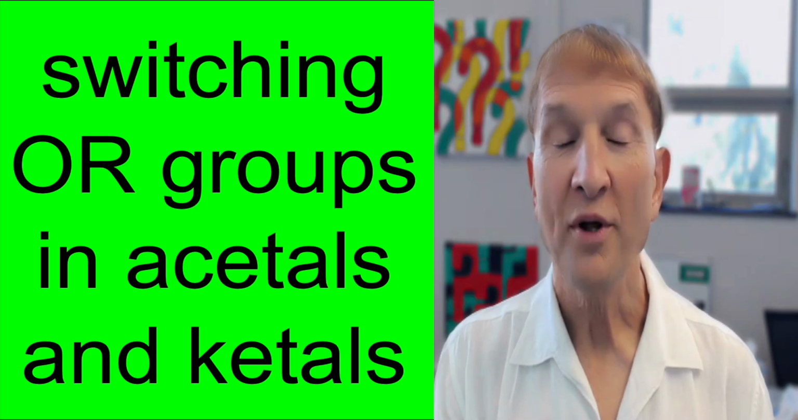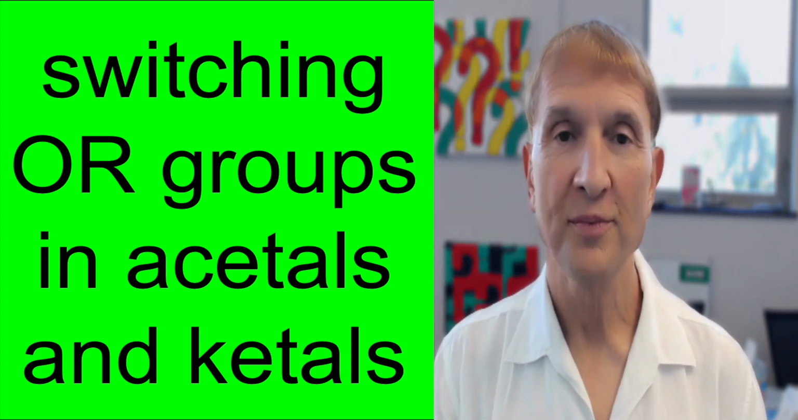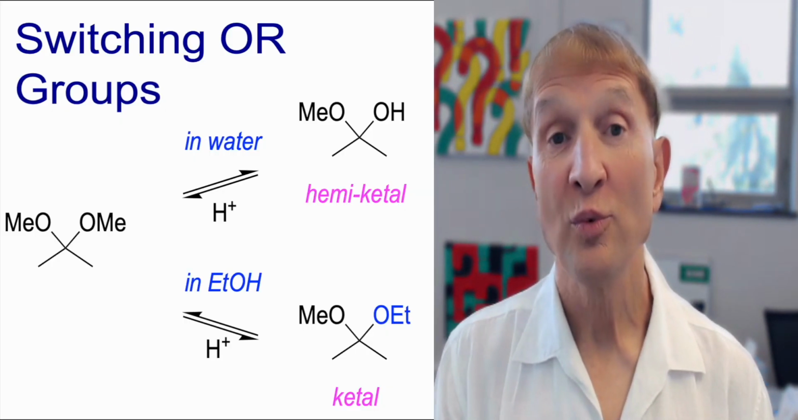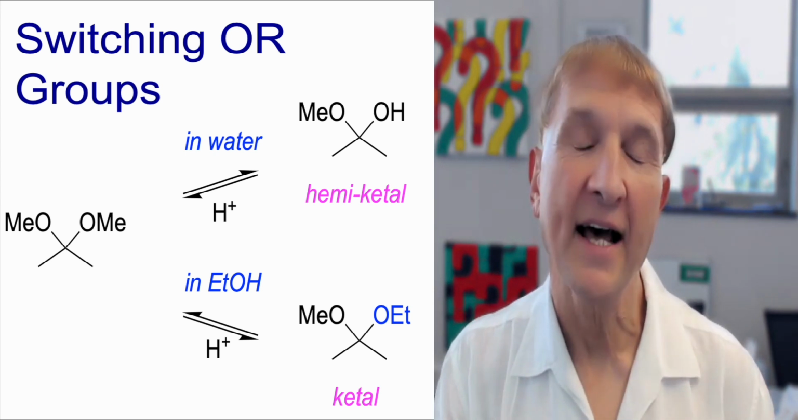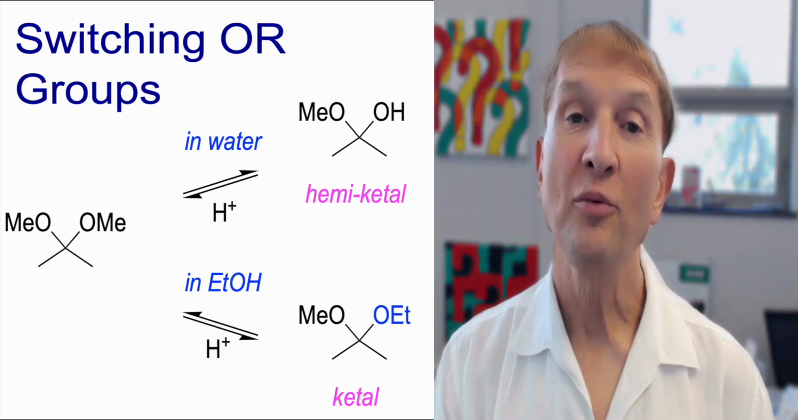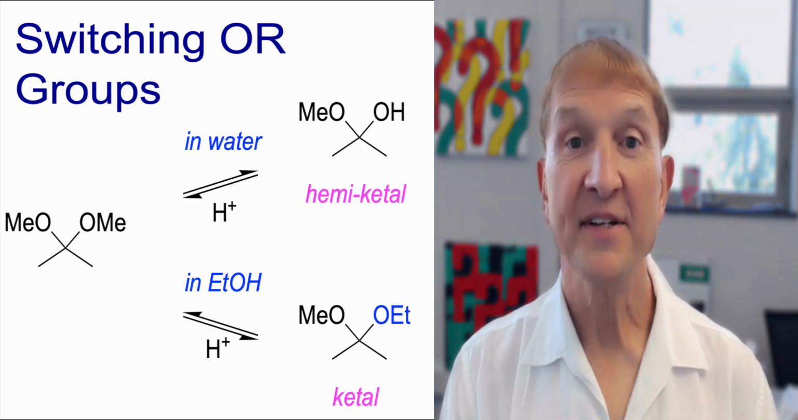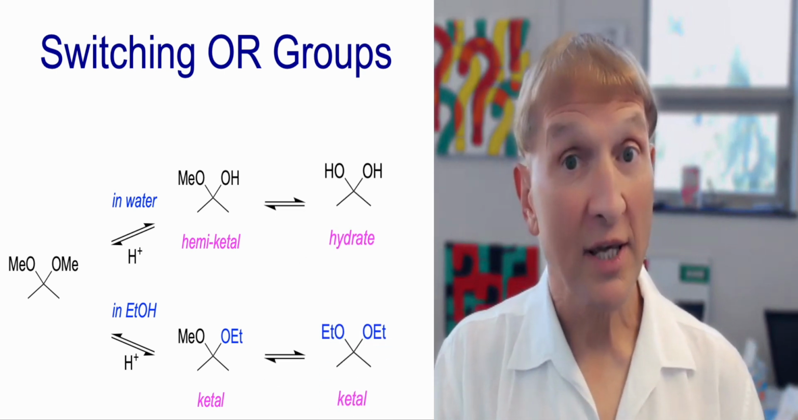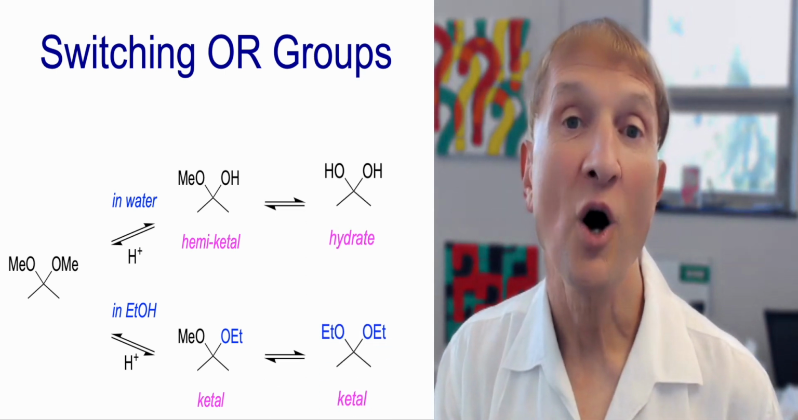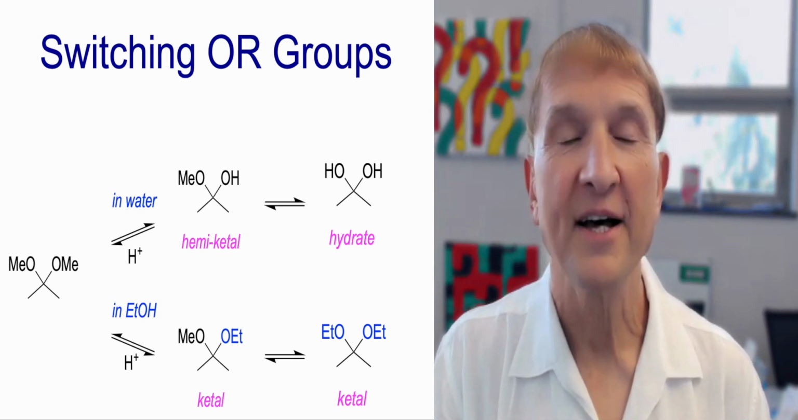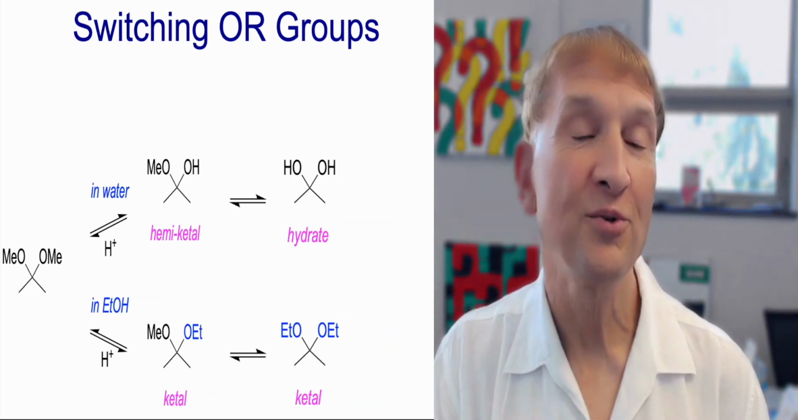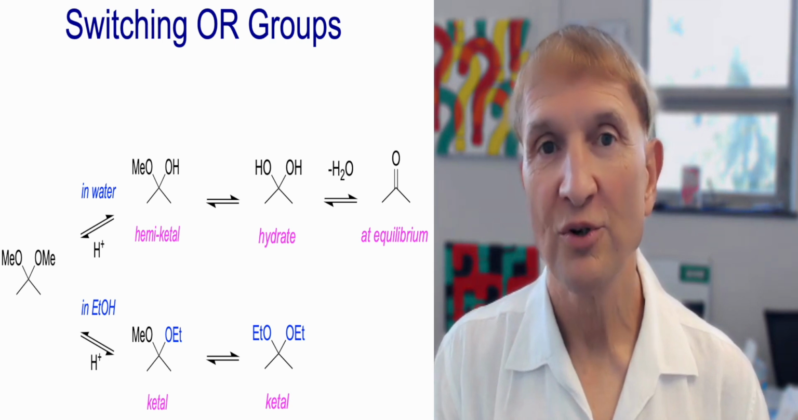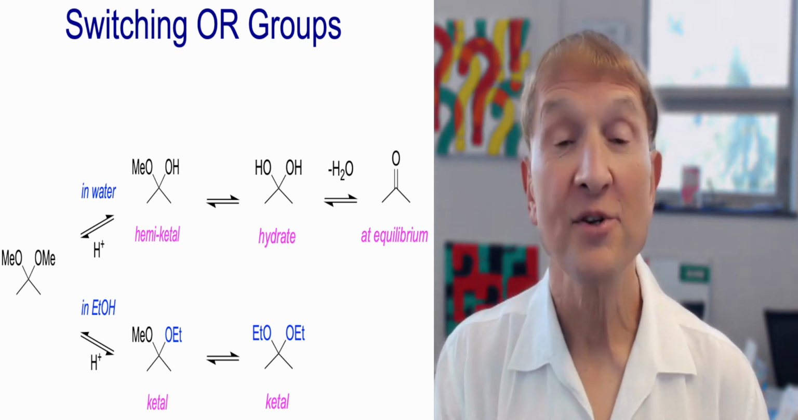What would happen if we took our ketal and put it in not water, but a different alcohol? Well, the answer is we'd switch OR groups by just the same type of process. So in water, we form a hemi-ketal, but in alcohol, we form a mixed ketal as an intermediate, two different OR groups. And if we allow this reaction to go to equilibrium by excess OR, then we'll form a different ketal. But of course, the product ketal can't lose water. Only the hydrate loses water. And that's the difference between these two mechanisms.